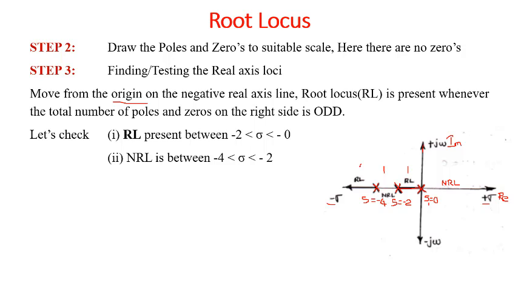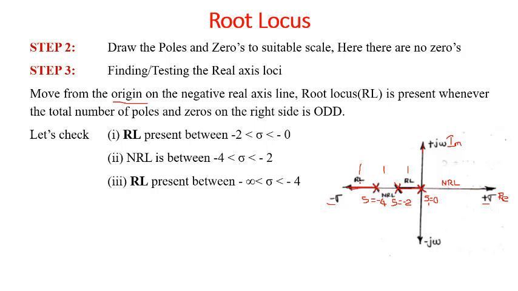Next we stand here between minus 4 and minus infinity, and count the total number of poles and zeros on the right side, that is 1, 2 and 3. 3 is an odd number, so the line between minus 4 and minus infinity will be a root locus line. So root locus line is present between minus 4 and infinity. So we'll darken it and we'll write it as R.